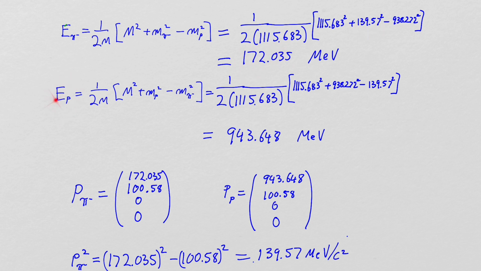For the time-like component of the proton's 4 momentum, I run the same calculation. The only difference is the order that these two numbers are subtracted. It's a symmetrical equation in many ways, but the order matters. You can't just swap things around, and you end up with a whopping 943.648 MeV. That also is a little bit bigger than the mass of the proton, but not much. The mass of the proton was 938.272, and this is 943.